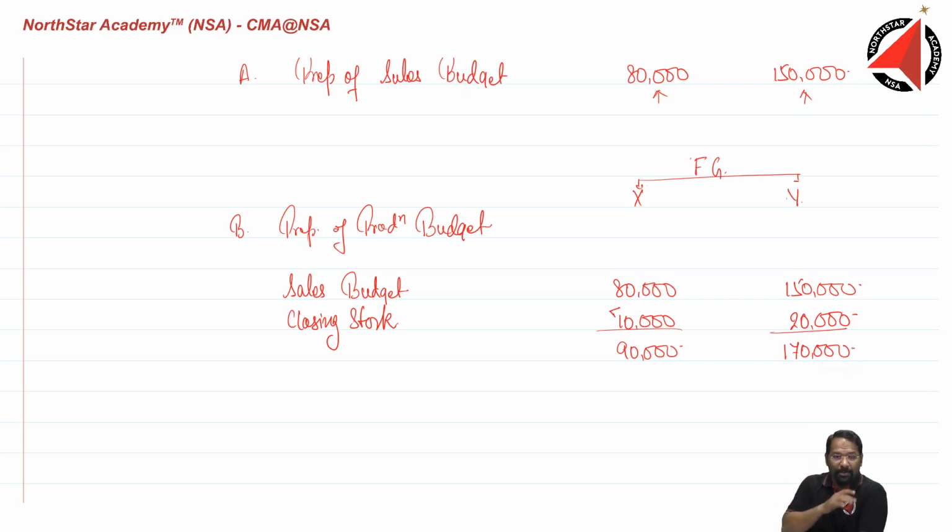Formula, do you want to remember the formula? Remember, to sales we have added closing stock. Common sense will tell you the formula. We don't need to memorize the formula. Sir, how to remember that? I will tell you. First use common sense. Fine. So we need to produce 90 and 170.